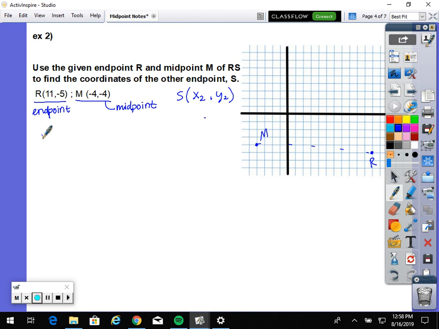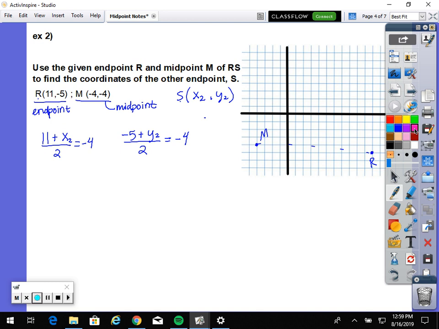So if I were to find the midpoint of R and S, it would be 11 plus whatever that x2 value is, divided by 2. And then if I were to find the y value, it would be -5 plus that y2 value divided by 2. But in this case, I don't know what x and y are. What I do know is what they're going to equal. I know what the midpoint is, so I'm going to set it equal to what it's telling me, the midpoint (-4, -4). Now, all I have to do is a little bit of algebra, and I will get the 2 values that I'm missing for my coordinate.